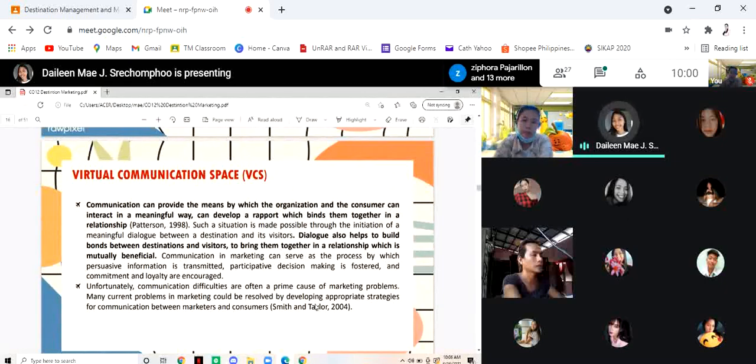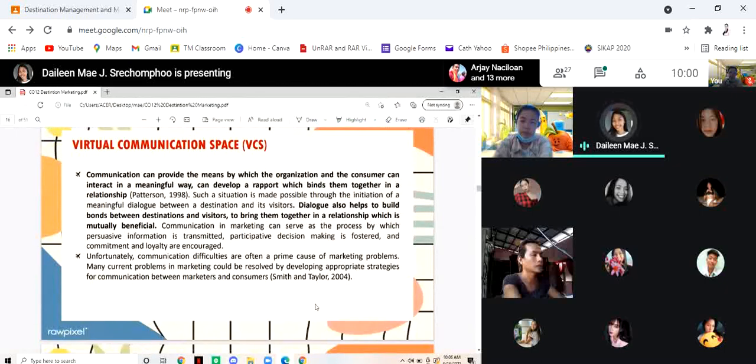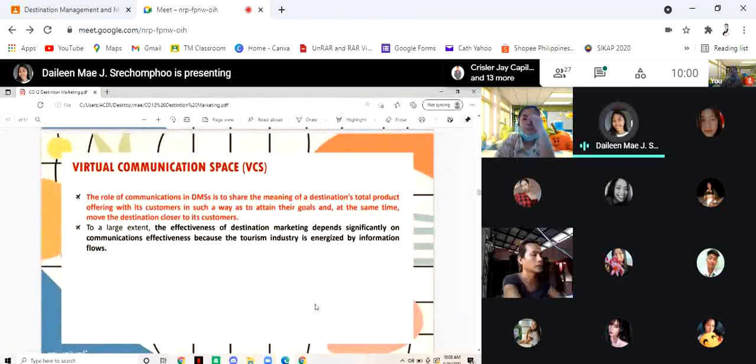So, kapag hindi pa rin maayos yung communication na binibigay, kahit accurate naman yung information na presented, magkakaroon pa rin ng marketing problem. So, the role of communication in DMS is to share the meaning of a destination total product offering with its customer in such a way as to attain their goals and at the same time move the destination closer to its customers. So, yun lang yung pinakang goal or role ng virtual communication space. Yung idala yung destination malapit dun sa kanilang customer kahit web-based lang yung kanilang platform.